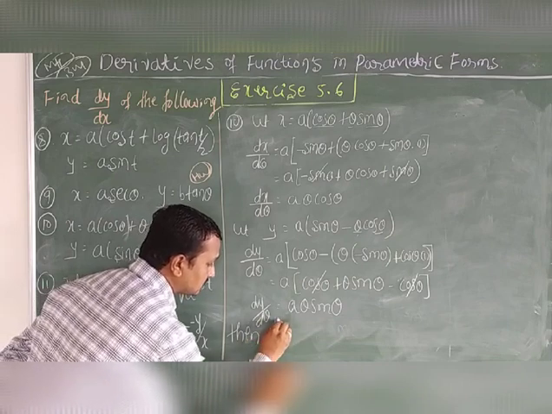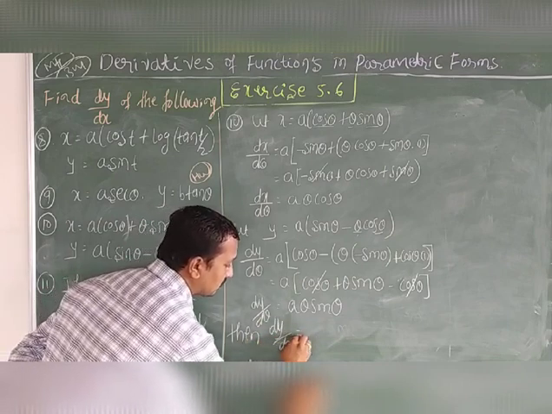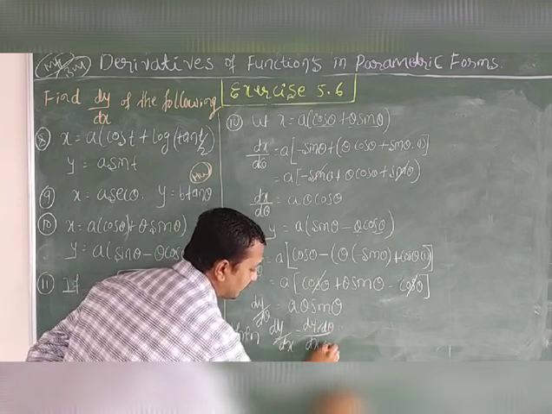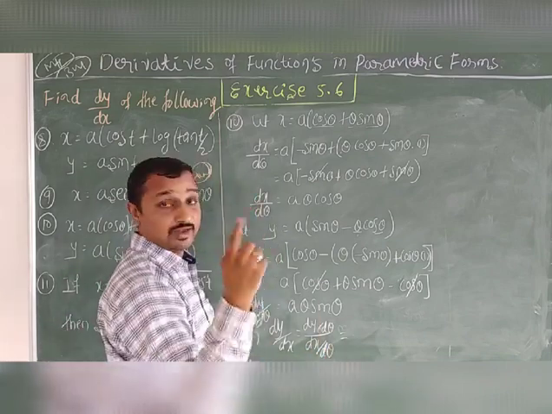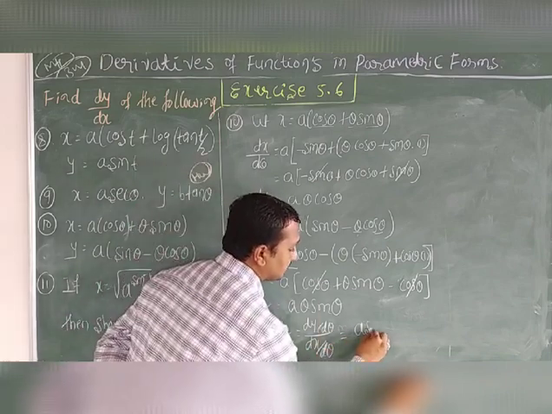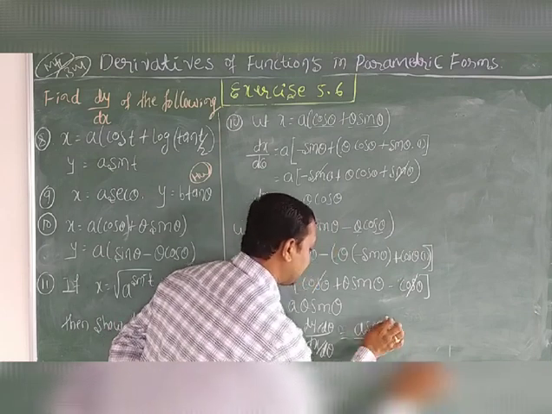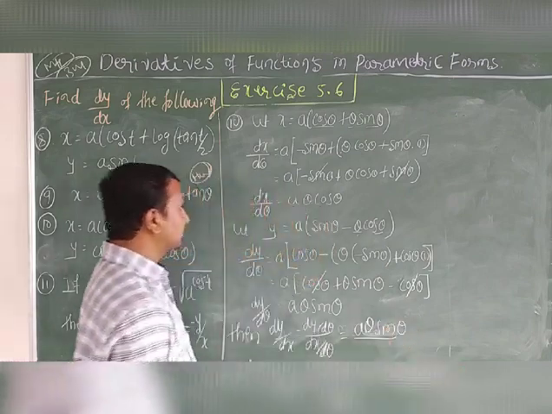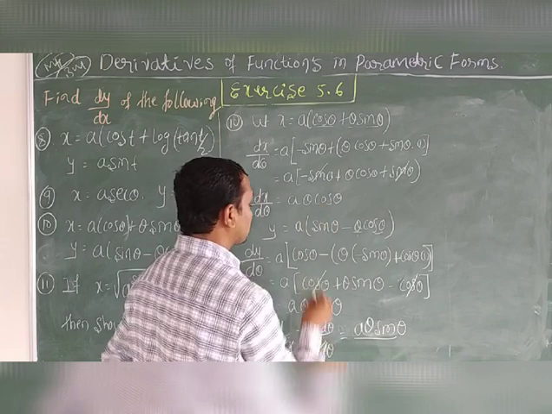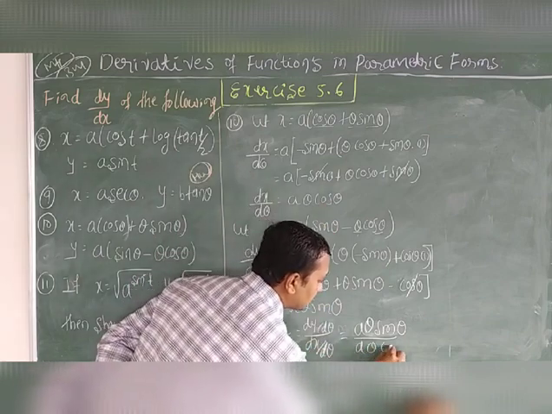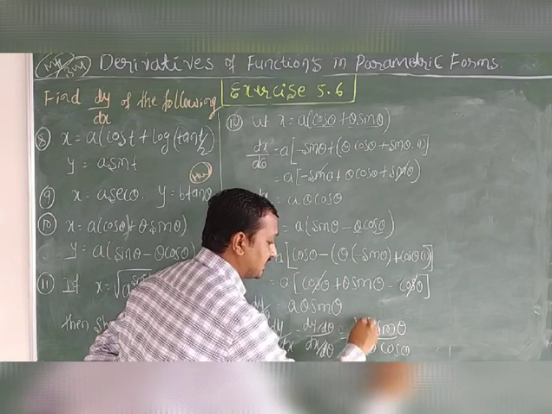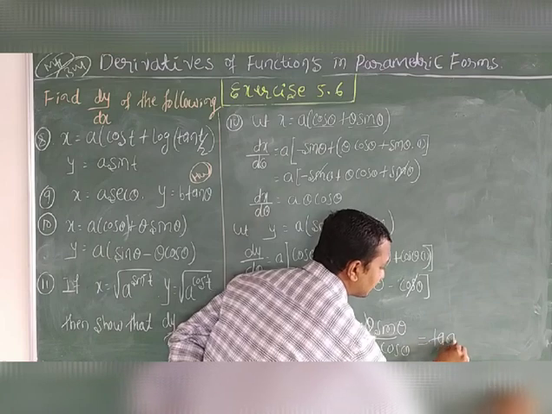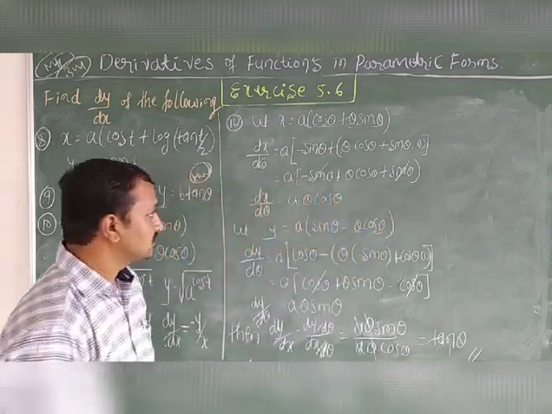Then we will find dy by dx is equal to dy by d theta divided by dx by d theta. The value of dy by d theta is a sin theta whole divided by a theta sin theta. Then dx by d theta is a theta cos theta. Here a gets cancelled, theta gets cancelled, sin theta by cos theta is tan theta, which is the answer. Is that clear?